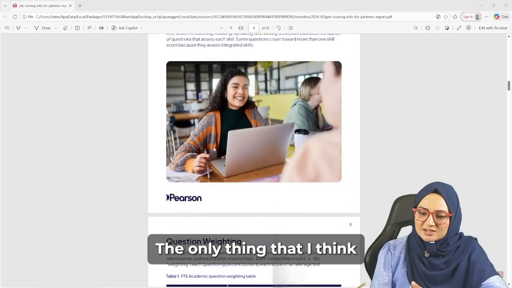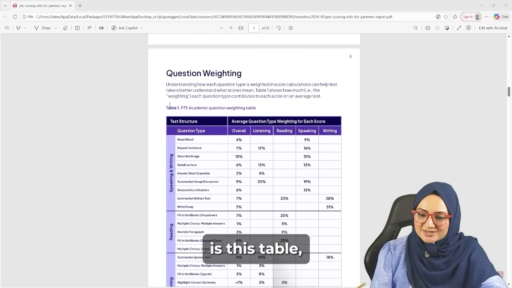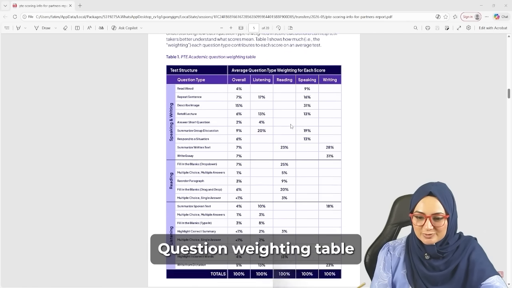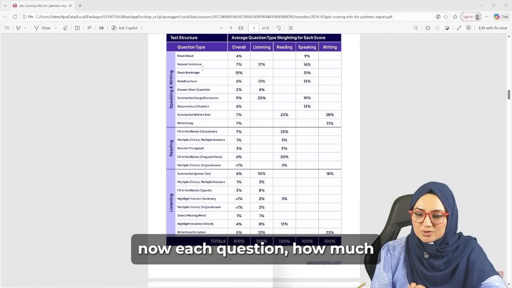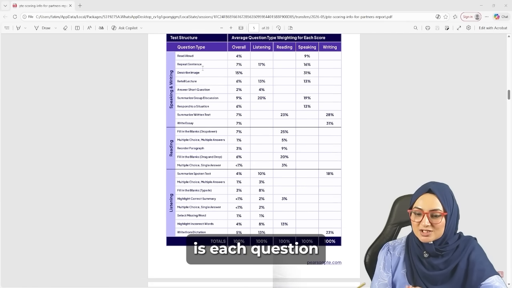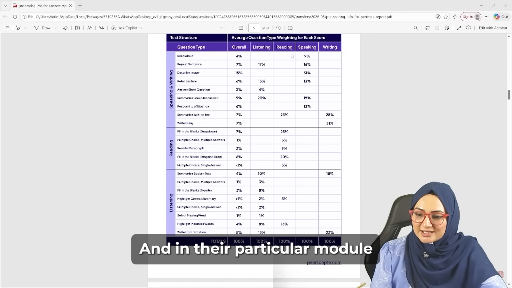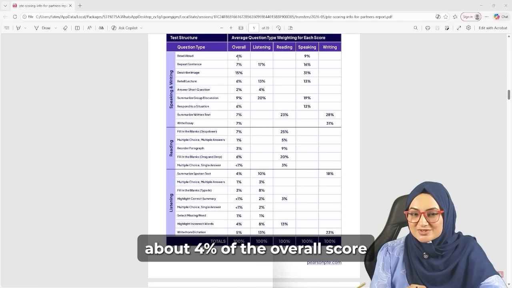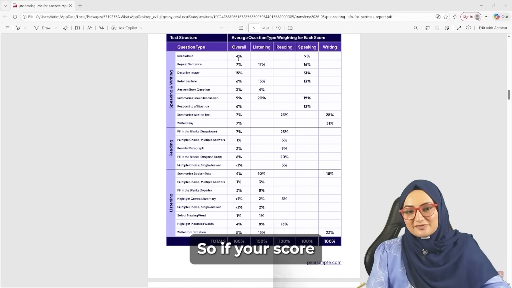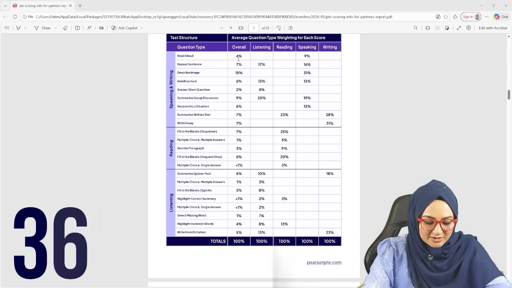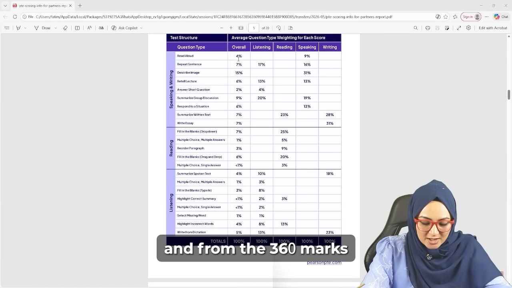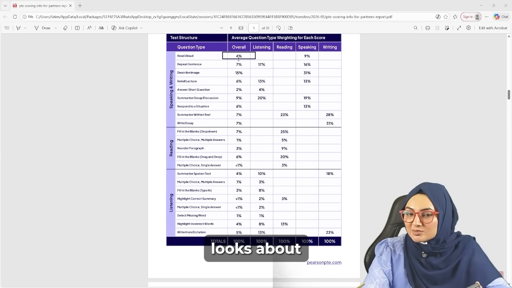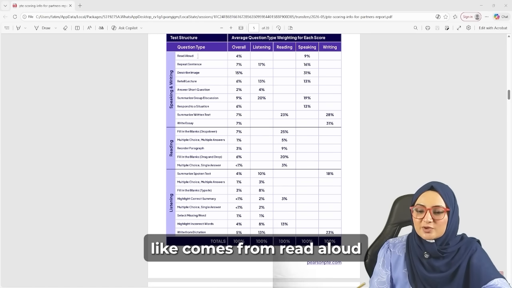The only thing that I think is important for you is this table, which is called the PTE Academic question weighting table. Now this has shown how much each question contributes overall and in their particular module. So read aloud just contributes about 4% of the overall score. So if your overall score is 360 marks total, 4% of the 360 marks is about 14 marks, and that comes from read aloud.